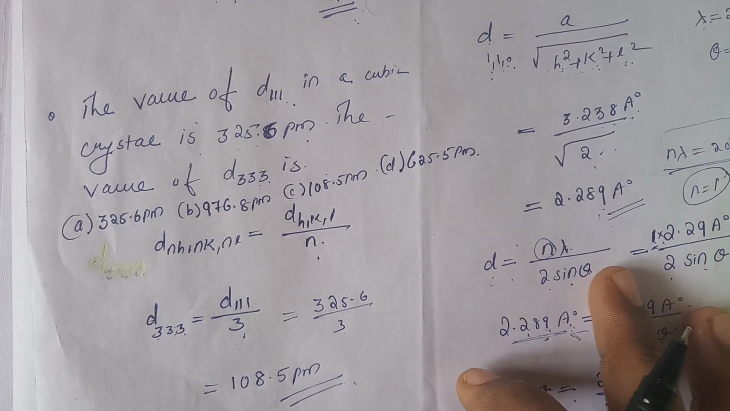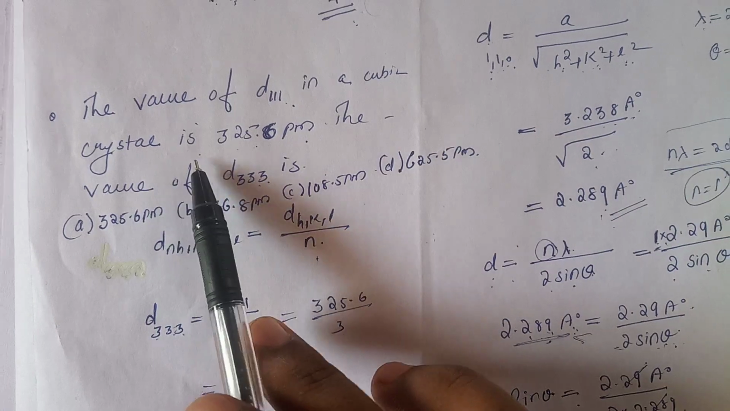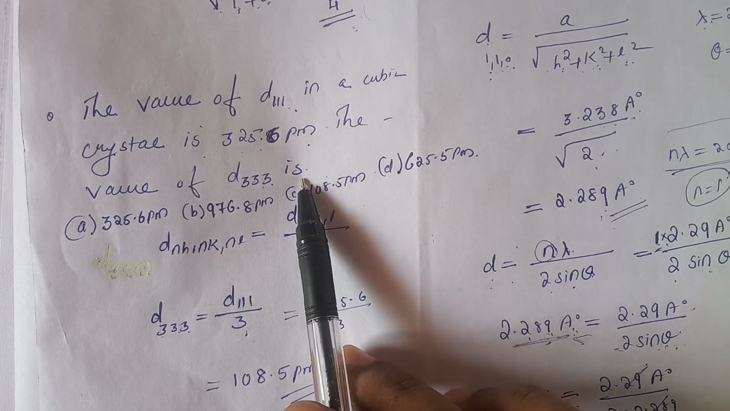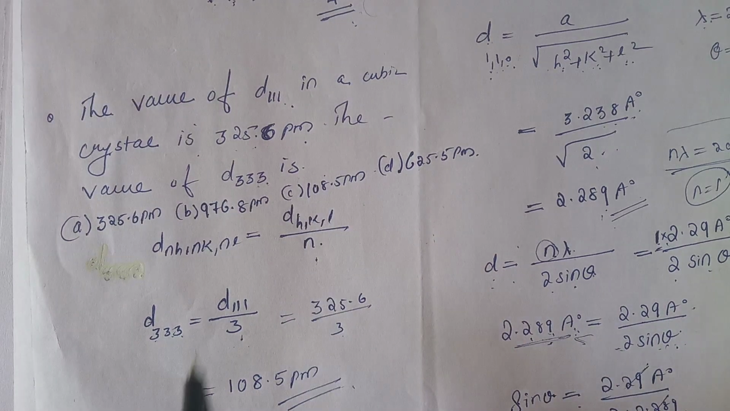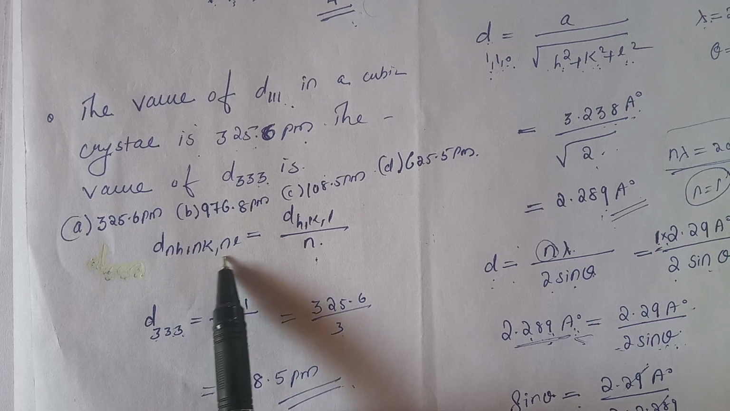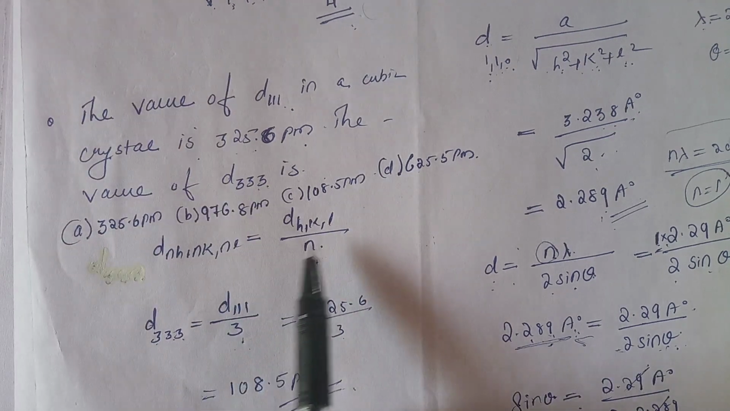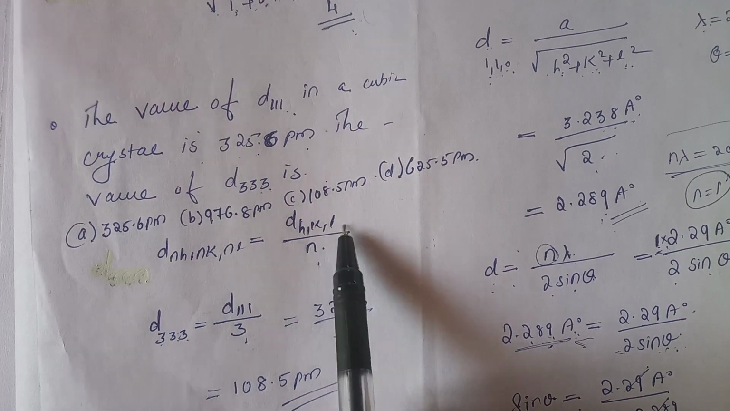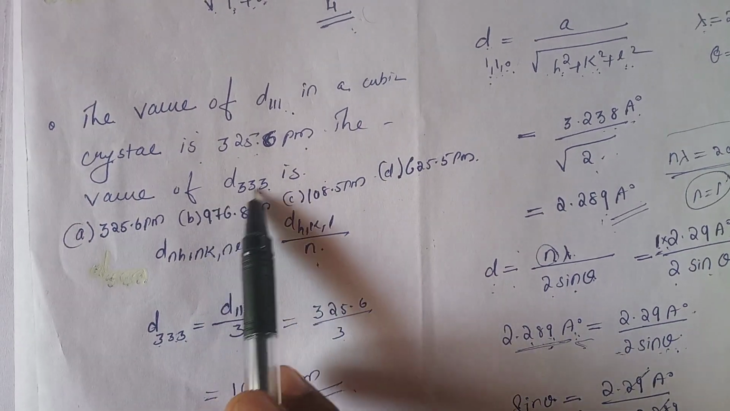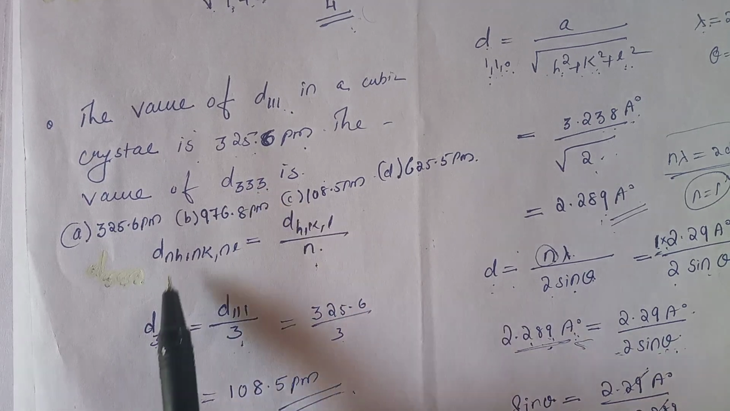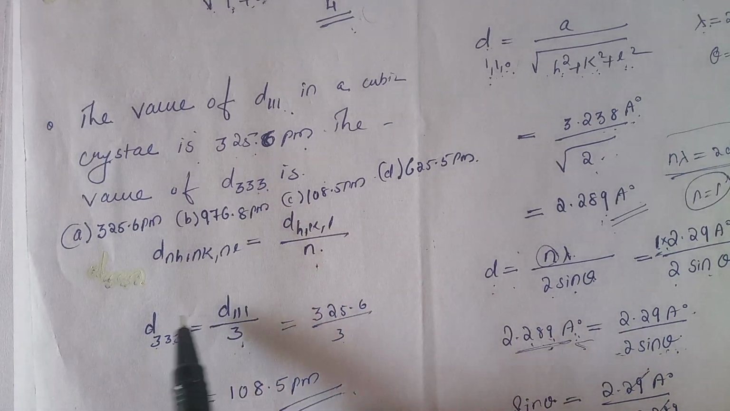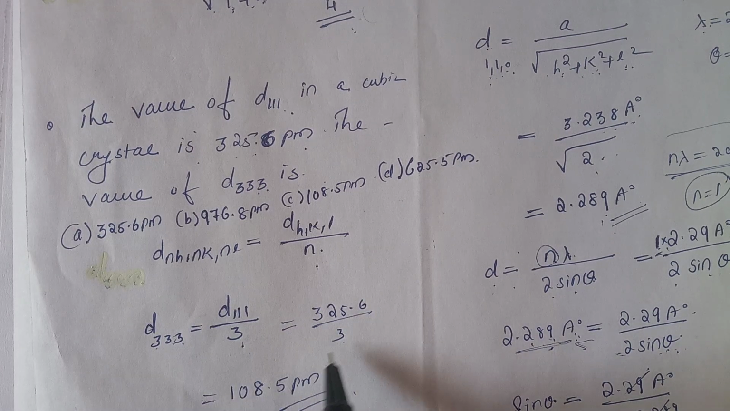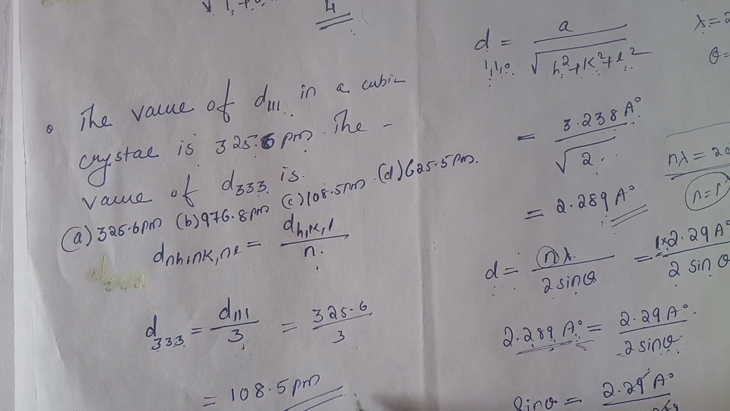Next question. The value of d111 in a cubic crystal is 325.6 picometer. The value of d333 is. Recently we have found an equation d nh nk nl equal to dhkl by n. Here d111 is given, that is dhkl 111, and they asked the exact multiple of 3, d333. So where n is 3, by substituting 325.6 divided by 3, 108.5 picometer.